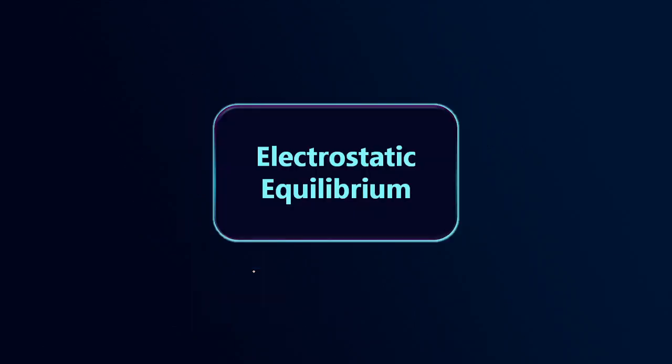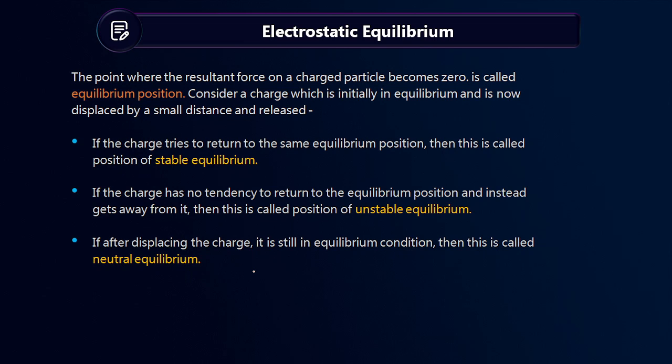Now, next is called electrostatic equilibrium. The name itself suggests electrostatic equilibrium. That means net force on the particle should be zero. So the point where the resultant force on a charged particle becomes zero is called the equilibrium position, right? So consider a charge which is initially in equilibrium and is now displaced by a small distance and released. So when we release, how do we check stable or unstable equilibrium?